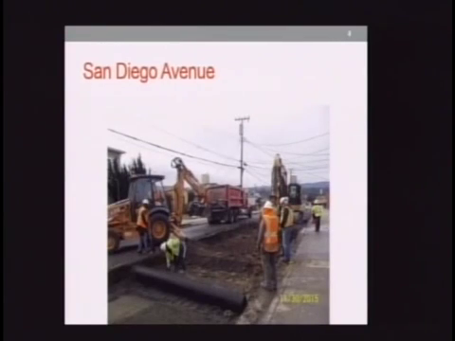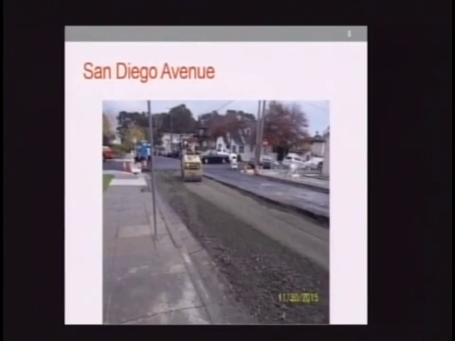This picture of San Diego Avenue shows the dual fabric material that's in place and a new aggregate subgrade that's just right underneath the bottom left-hand corner. This picture also shows the aggregate subgrade being compacted along San Diego Avenue.